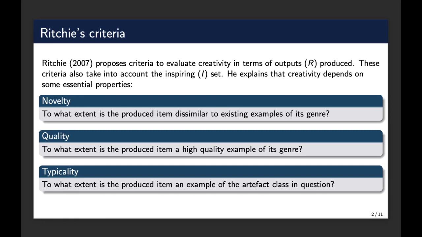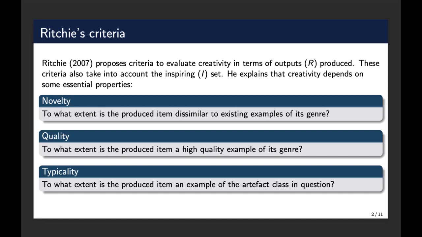But he also uses the inspiring set. He has this concept of the inspiring set, which is the set of artifacts the system knows from before, and they are examples the system can use to produce new ones. So in the example of Mexica, the inspiring set is a number of the stories that Mexica knows from before.